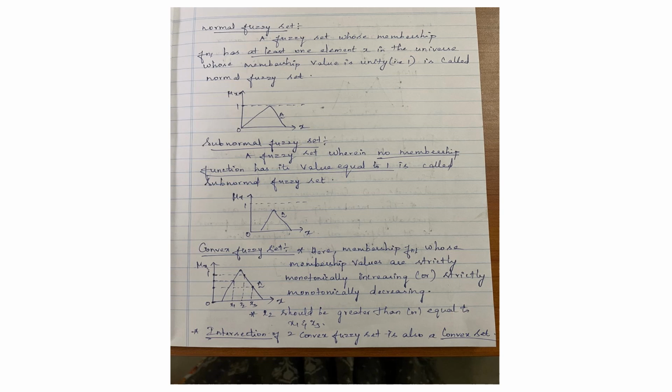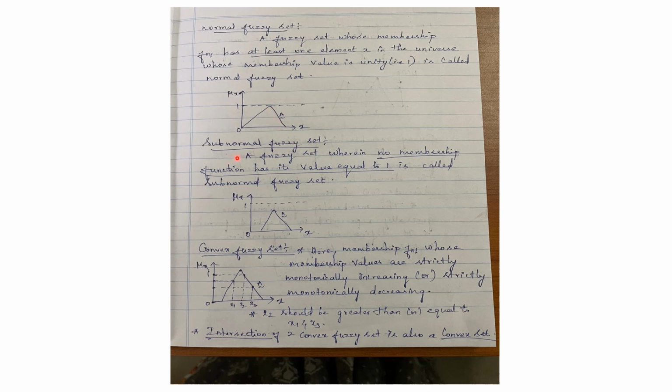If at least one element in the set has the membership value as 1, then that type of set is called a normal fuzzy set. At least one element should meet the value 1 as its membership value.